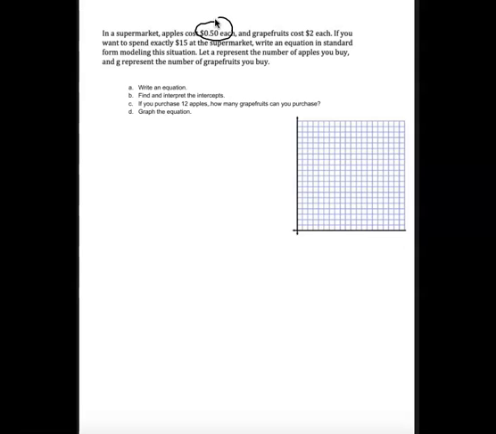50 cents each. What is that? Slope. $2 each. What is that? Another slope. You have two rates. Two rates is a clue that you're going to use what? Standard form. Okay. So I'm going to use A for apples. So 50 cents times A, 50 cents per apple. Plus, I'm going to use G for grapefruit, $2 per grapefruit. And I want to spend exactly $15. That's part A.